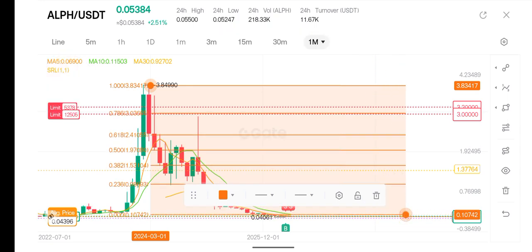Using Fibonacci retracement, you can see that at 61.8, the price is expected to rally back to 2.41, and at 78, we're expecting the price to reverse to $3, and at 100%, we're expecting the price to reverse to 3.834. Okay, my own personal anticipation is that at least we should expect the price to rally back to $3.